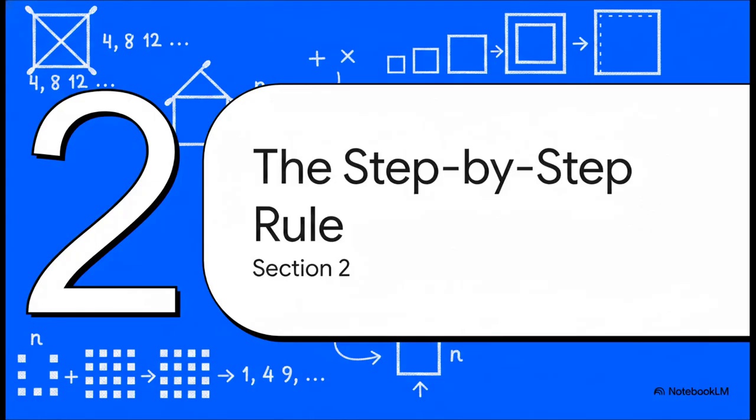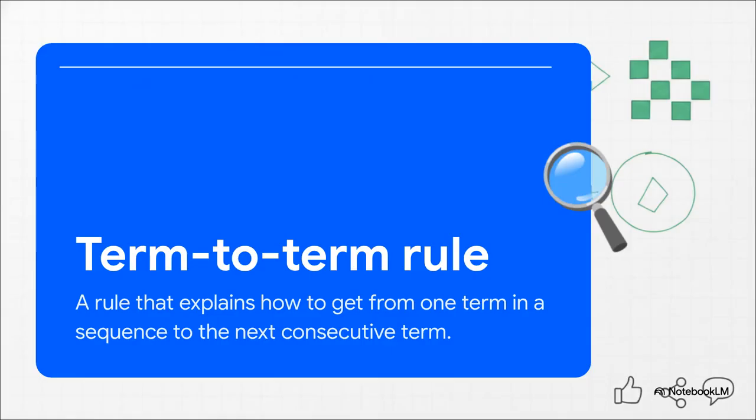Okay, so with our numbers all lined up, we can start looking for the most obvious clue. How exactly does the pattern grow from one number to the next? Now, this has a fancy name. Mathematicians call it the term-to-term rule. But all it really is, is the simple instruction that gets you from the first number to the second and from the second to the third. It's the most basic relationship we can find.